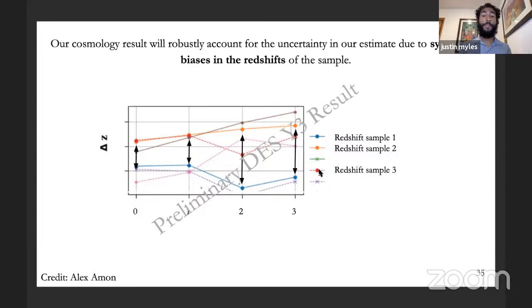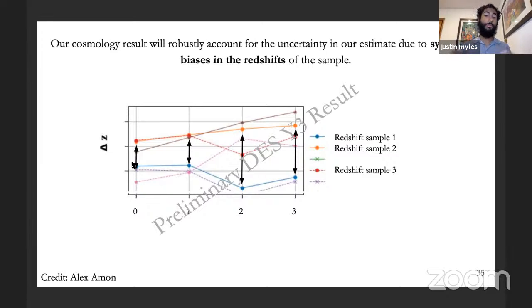So this is an important part of our uncertainty, right? You can see, even with no numbers, there is some shift introduced by using different redshift samples. There is some shift introduced when you use spectra as much as you can versus when you use COSMOS 30 photo-zs as much as you can. But our cosmology result will robustly account for this uncertainty, right?